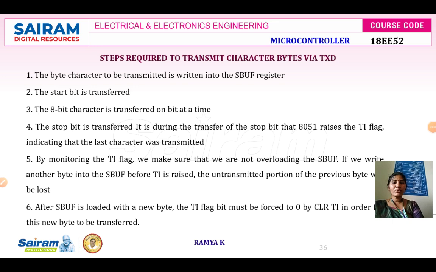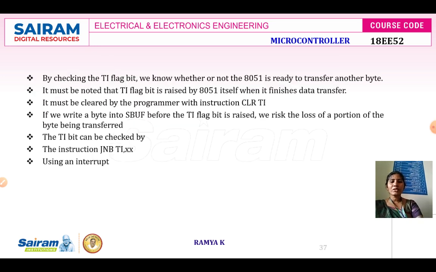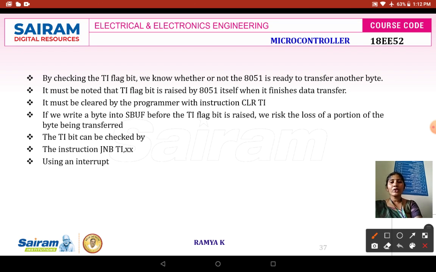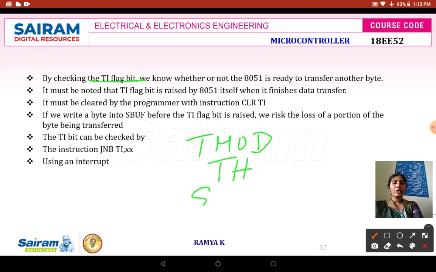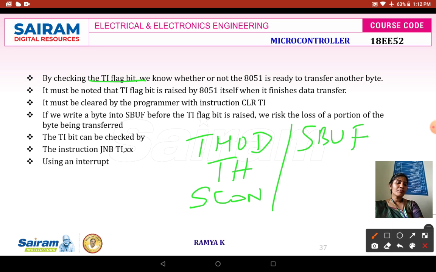So next, these are all the steps which we have discussed earlier. First you need to load your TMOD register. Then according to the baud rate you have to load your TH register. Then according to the mode of operation you have to load your SCON register. Once it is done, you need to load your SBuffer register with the data that we need to send. Then you have to check your transmit interrupt flag. Till the data gets transmitted, the transmit interrupt flag will be equal to 0.